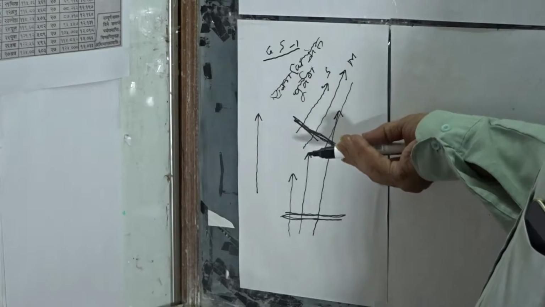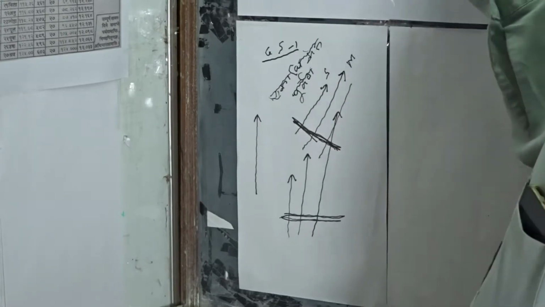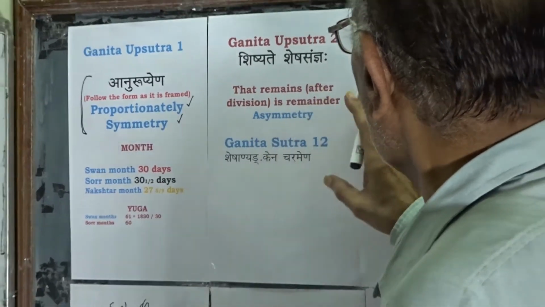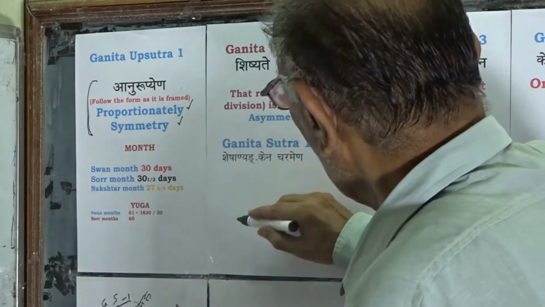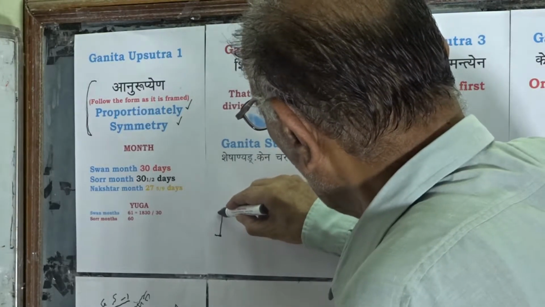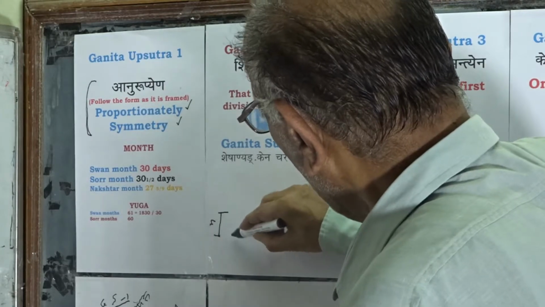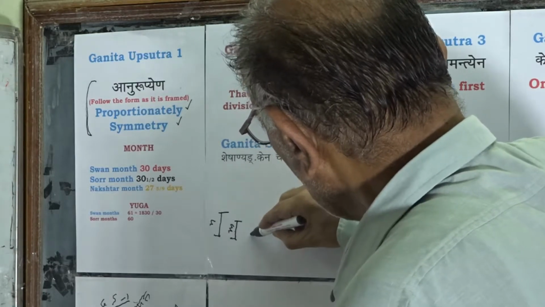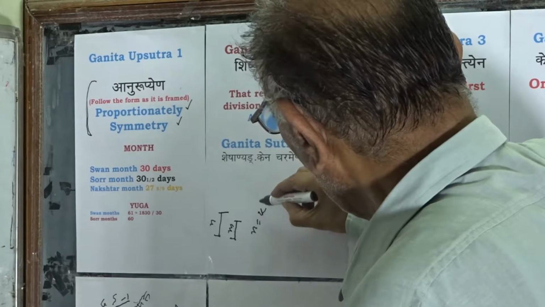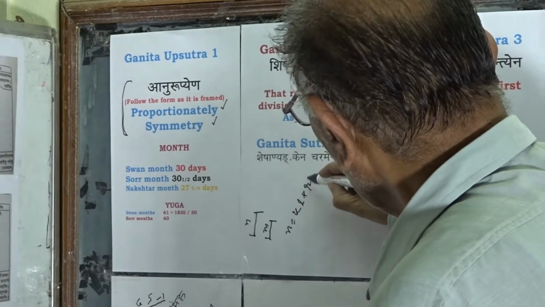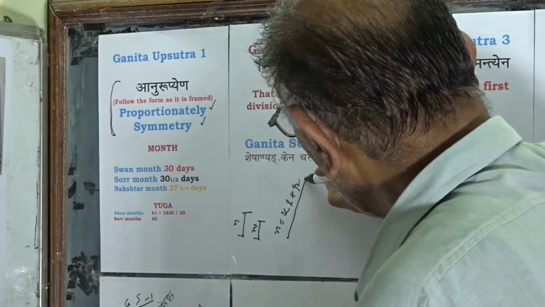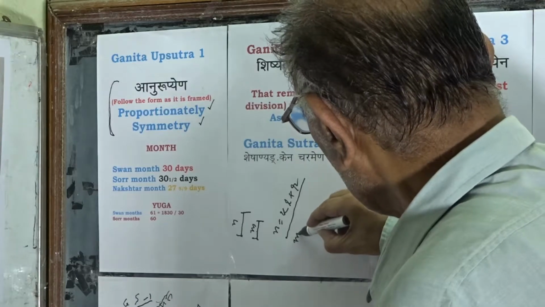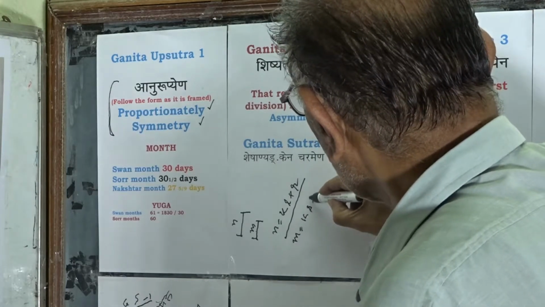Ganita Sutra 2 is Shishyate Sheshasamjnah, which means that what remains after division is the remainder. Now it is asymmetry. If we have a unit 1 of value n, and another of value m, then we write n is equal to k into l plus r, and m is equal to k into s plus t.